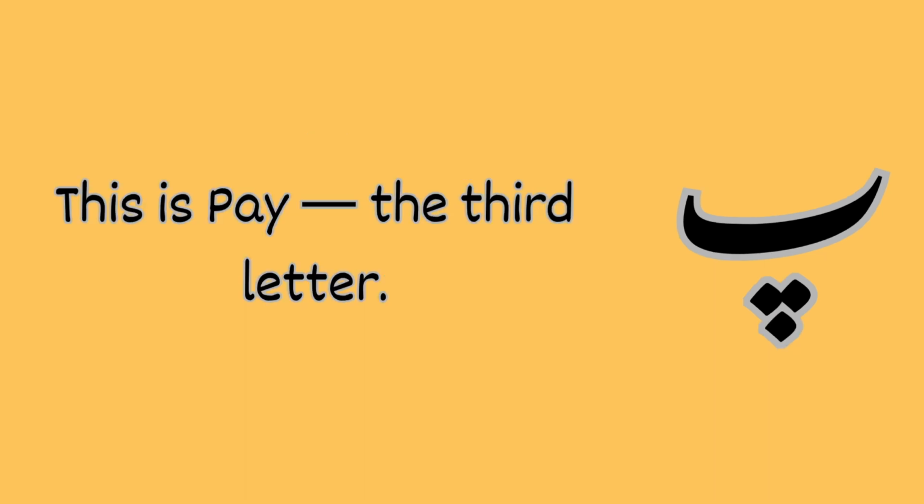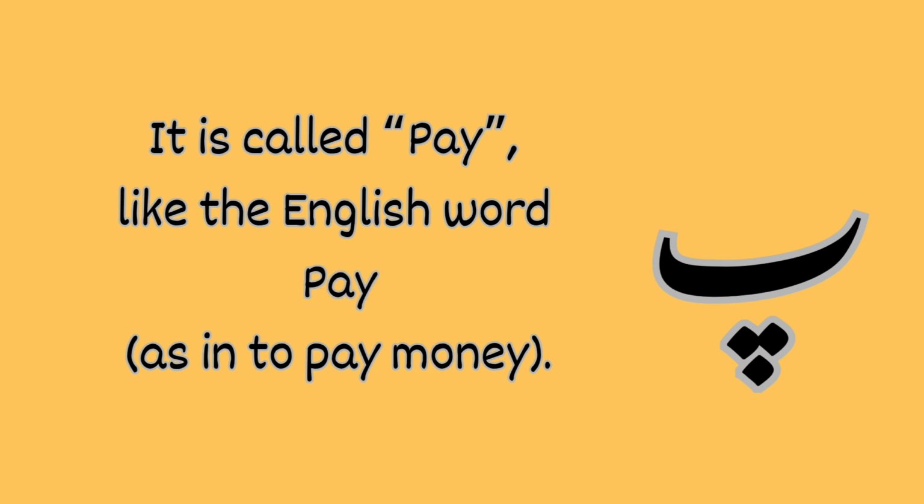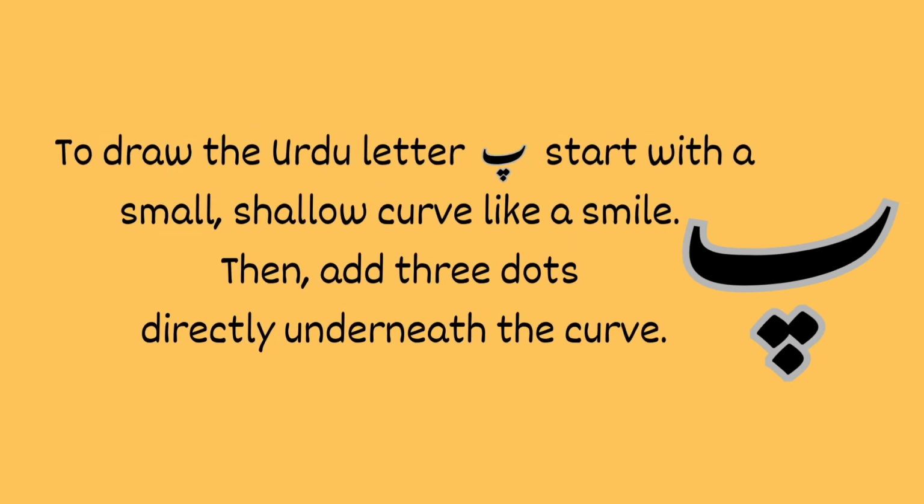This is pay, the third letter. It sounds like the English letter P, P for pen. It is called pay like the English word pay, as in to pay money. To draw the Urdu letter pay, start with a small shallow curve like a smile, as you did while writing bay. But here in pay, you have to add 3 dots directly underneath the curve.